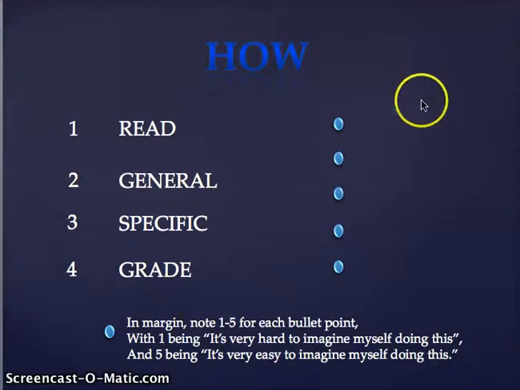Now, under each of these sections, we have lots of bullet points. What I want you to do as you read, for each bullet point, in the margin, give it a score of 1 to 5, with 1 being it's very hard for me to see myself doing this. And with 5 being, oh yeah, I can do this. That's easy to see, no problem.